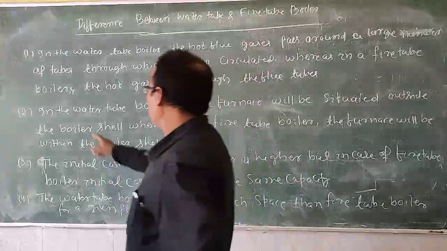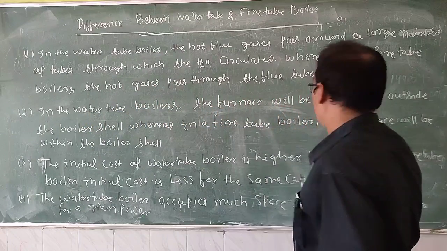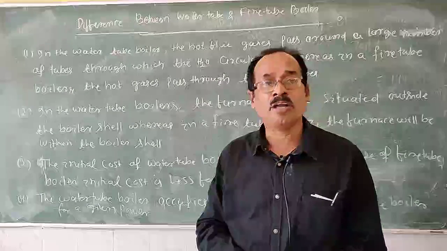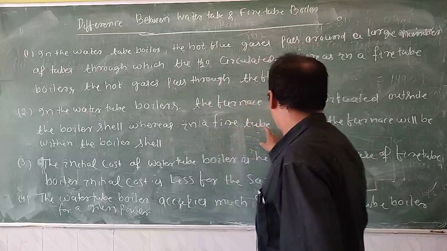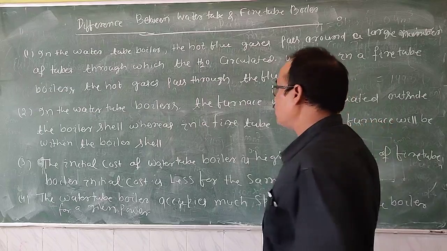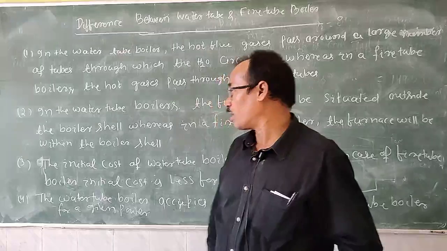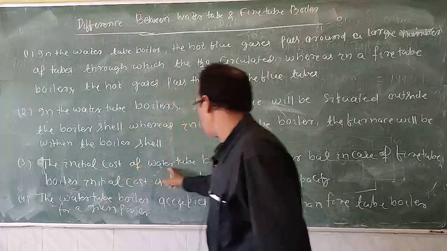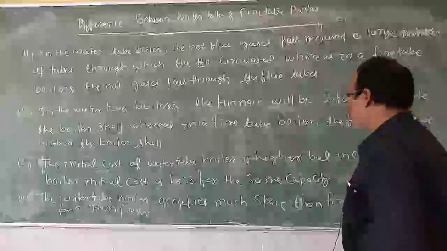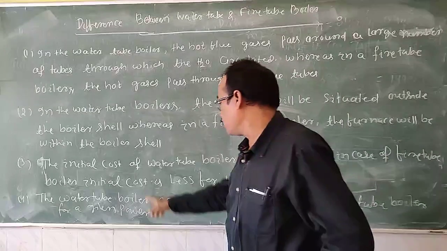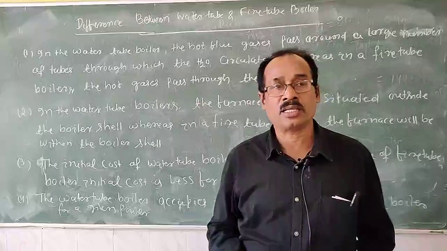Second, in the water tube boilers, the furnace will be situated outside the boiler shell. Whereas in a fire tube boiler, the furnace will be within the boiler shell. Third, the initial cost of a water tube boiler is higher, but in the case of a fire tube boiler, the initial cost is less for the same capacity.